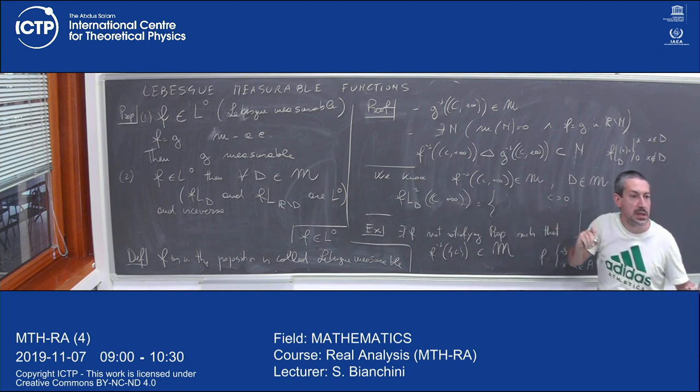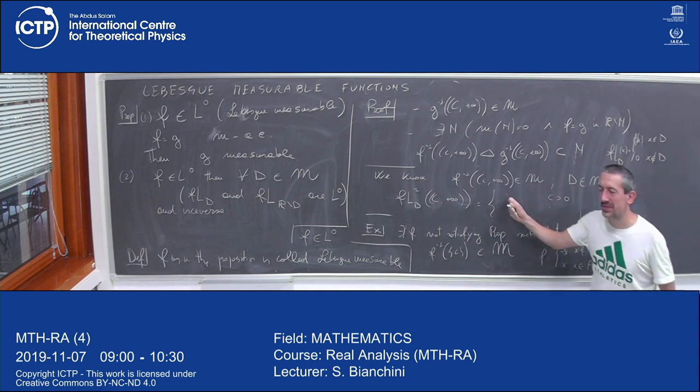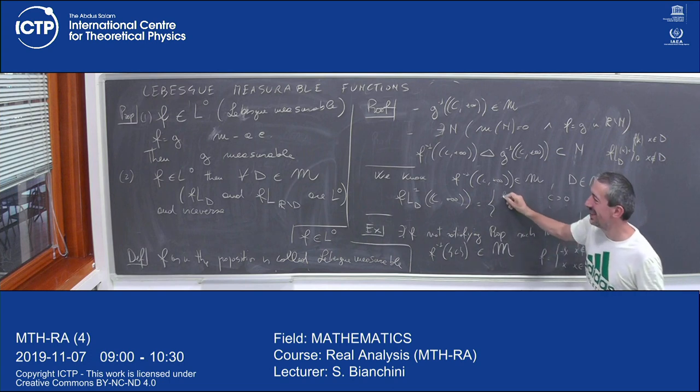Excuse me, what is the definition of restriction? Restriction is this one. It's like multiplication. So this one is f minus 1 of (c, plus infinity) intersection D.